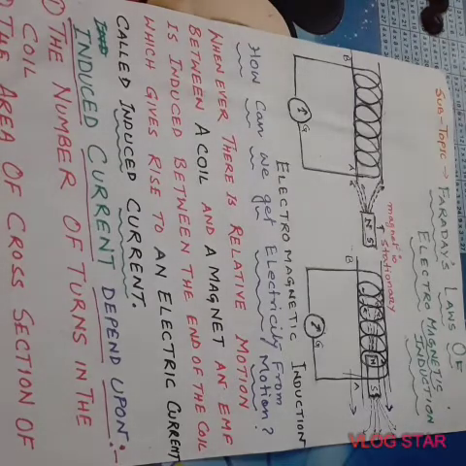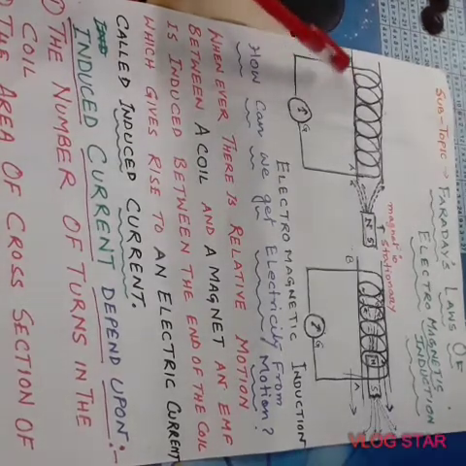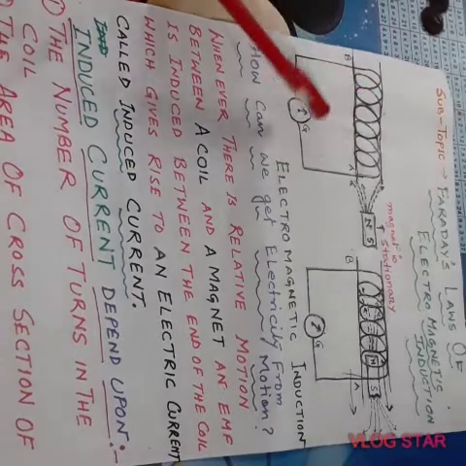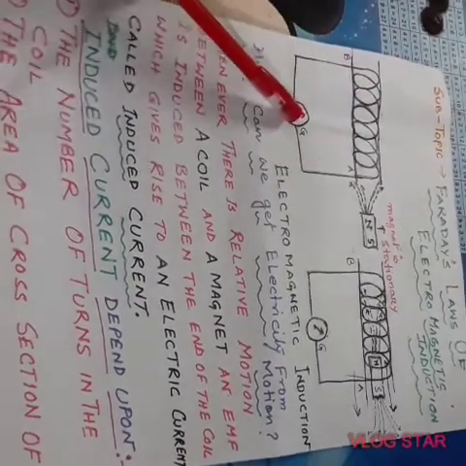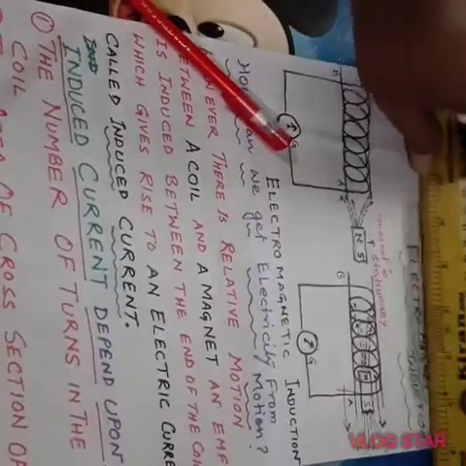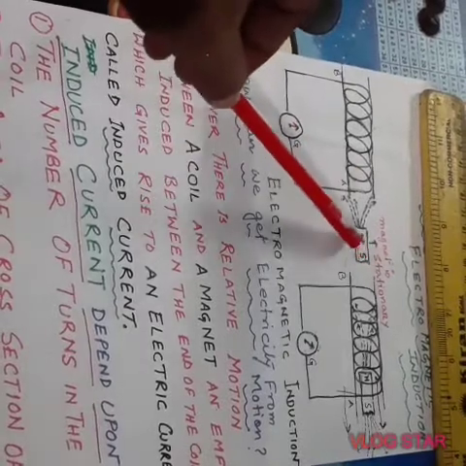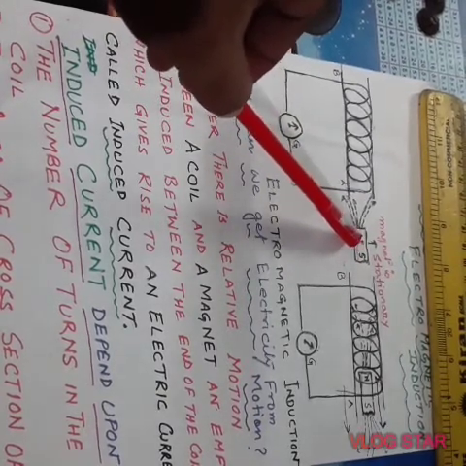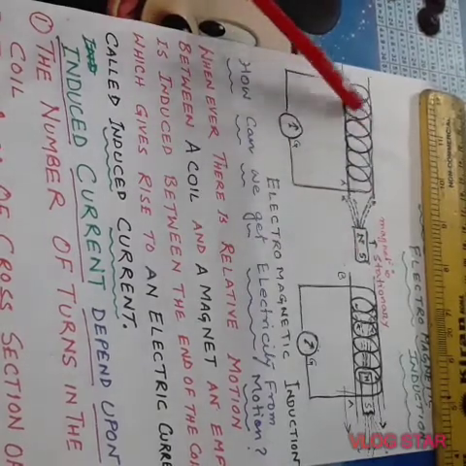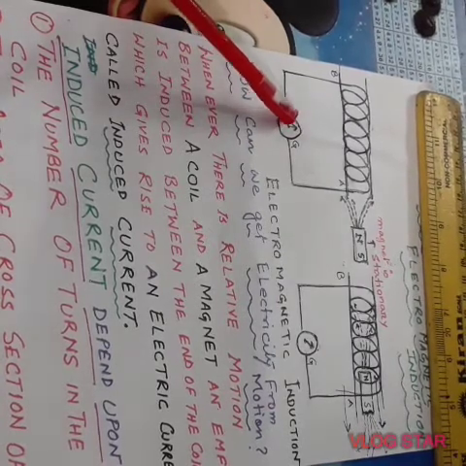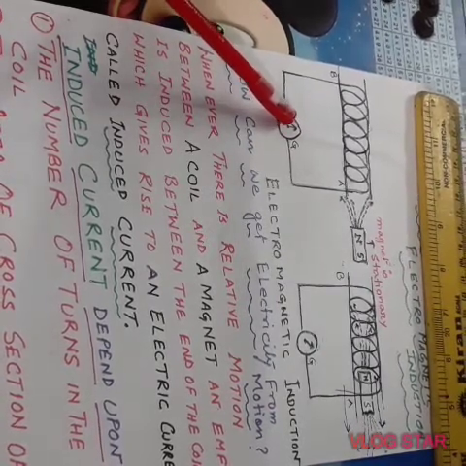Here I draw one picture. The coil is wound over cardboard and connected with a galvanometer. When the magnet is in a stationary position, that means it is not moving, no current flows through this wire. So the galvanometer, the indicator over here, shows no current.